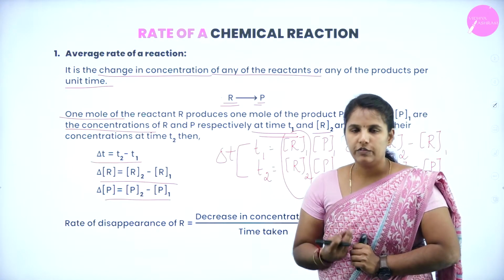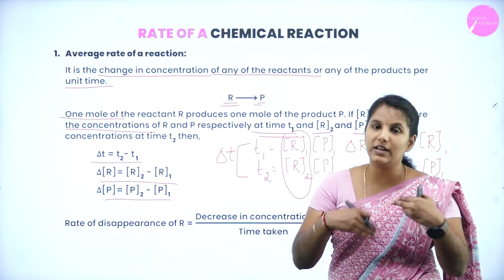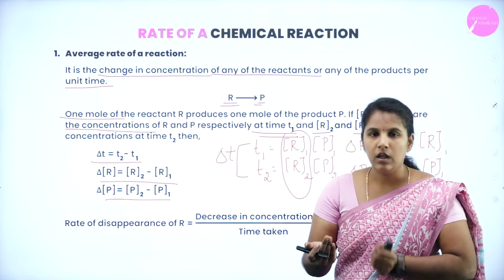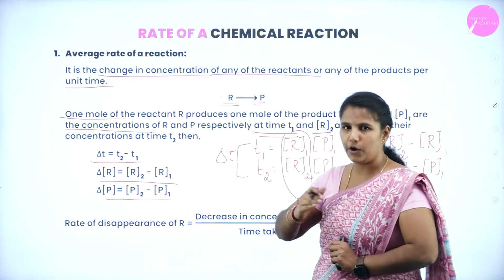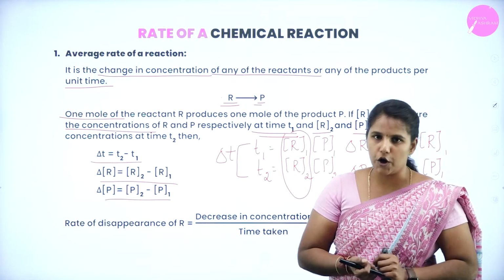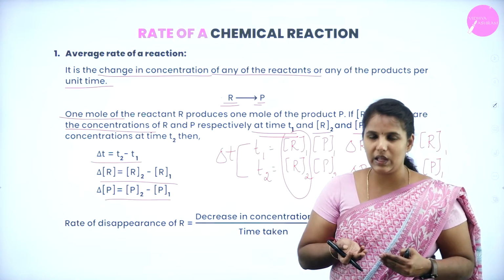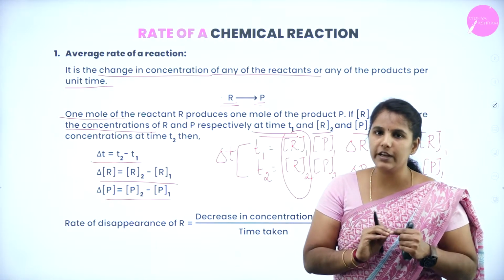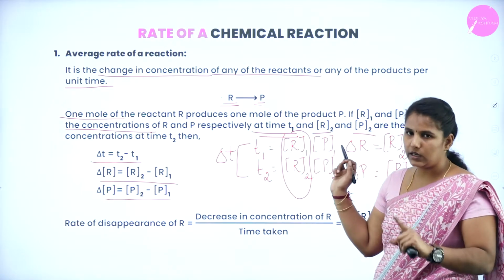So first, understand the average rate of a reaction. It is nothing but the change in concentration of the reactant, or the change in concentration of the product, per unit time. For example, I will consider a reaction where a reactant gives rise to a product. Here, 1 mole of the reactant is giving rise to 1 mole of the product. Now, if I want to express this equation in terms of the average rate equation, first I will consider that at a time T1, the concentration of the reactant is 1. Similarly, the concentration of the product is 1.